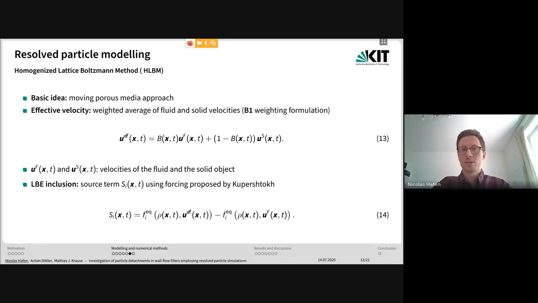And that formulation is pretty similar to the one you have in conventional PSMs, where you're weighting the collision operator. So of course, in the end, we somehow need to include our effective velocity into the lattice Boltzmann equation. And we do that by the forcing proposed by Cooper-Stock, so just by adding another source term into the LBE. So with this framework, we're already able to calculate the fluid flow, also the reduction of the momentum due to the porous medium. But of course, we still want to be able to move particles around.